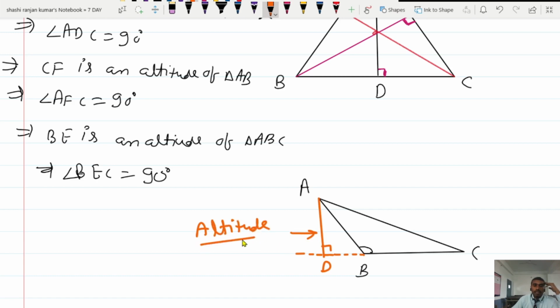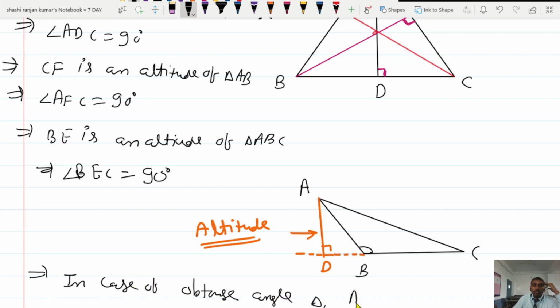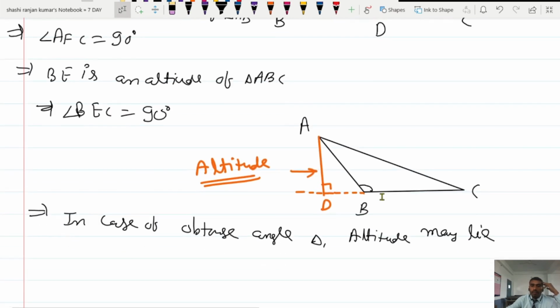Here we can write, in case of an obtuse angle triangle, the altitude may lie outside the triangle, right? Okay, up to here. Any question?